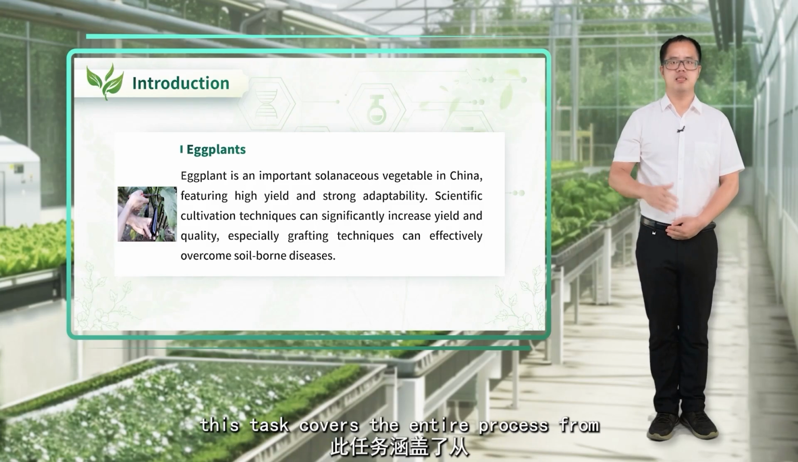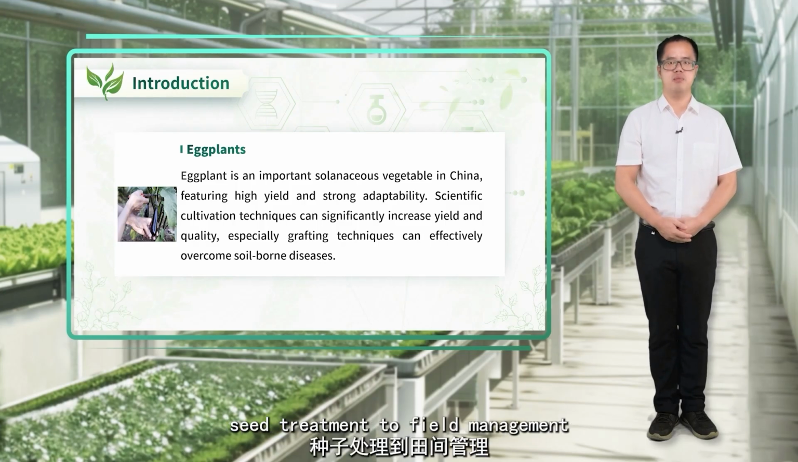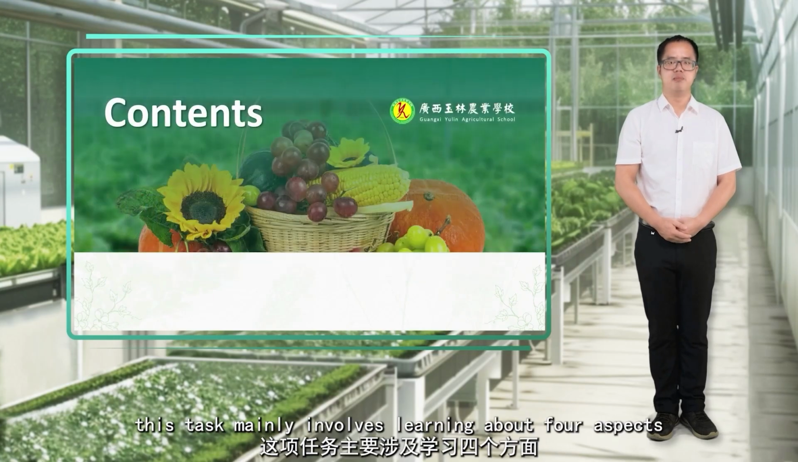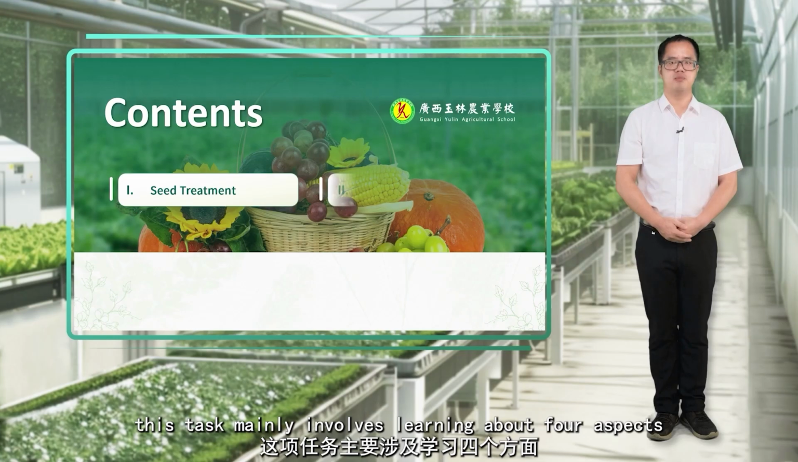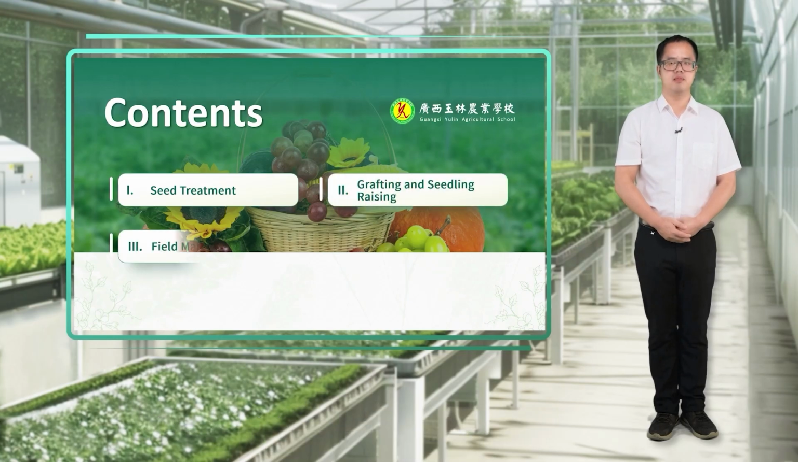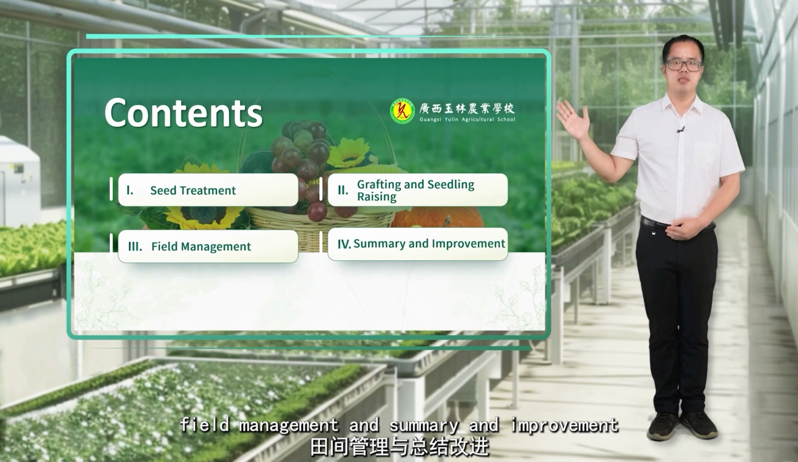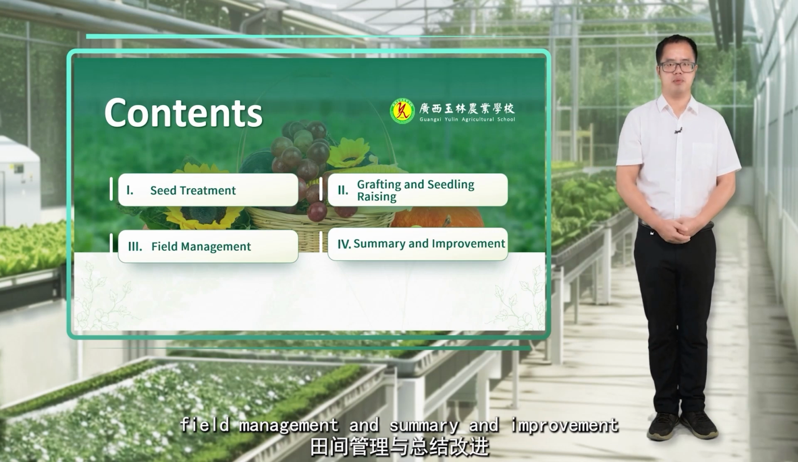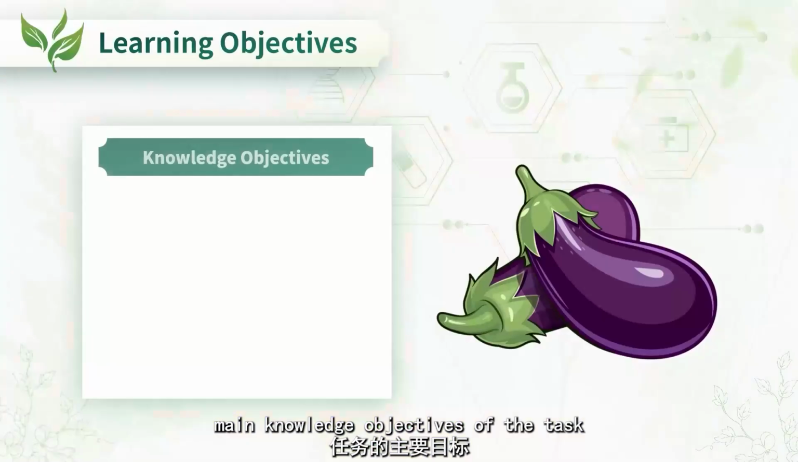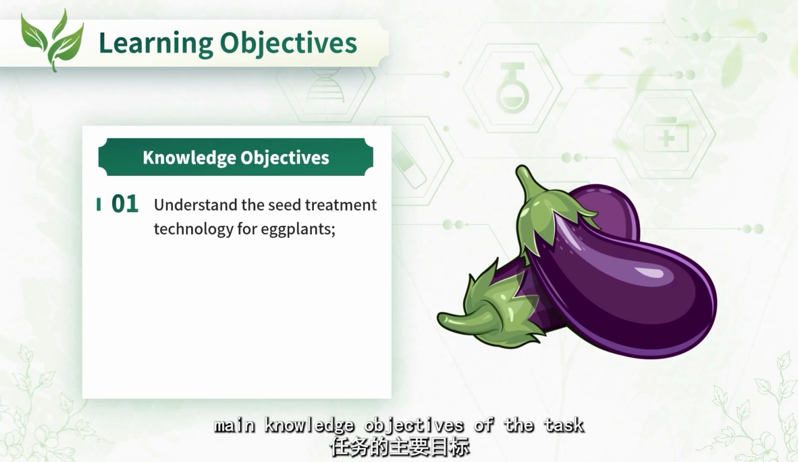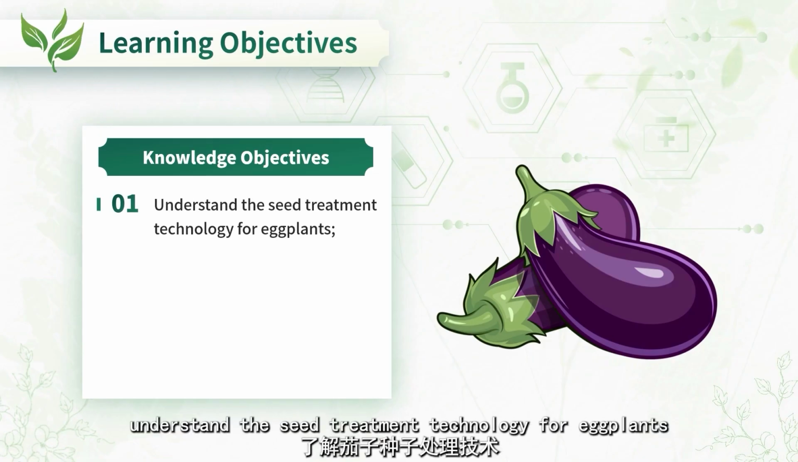This task covers the entire process from seed treatment to field management, focusing on key technical points to help you master core skills. This task mainly involves learning about four aspects: seed treatment, grafting and seedling raising, field management, and summary and improvement. Main knowledge objectives of the task: understand the seed treatment technology for eggplants.